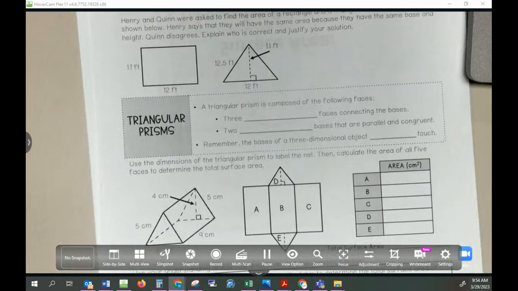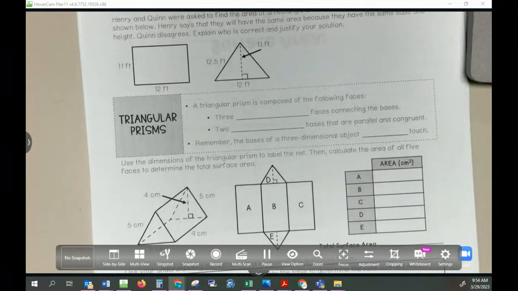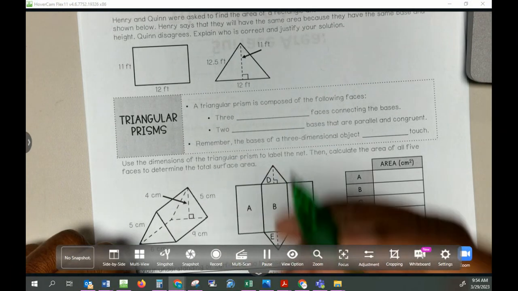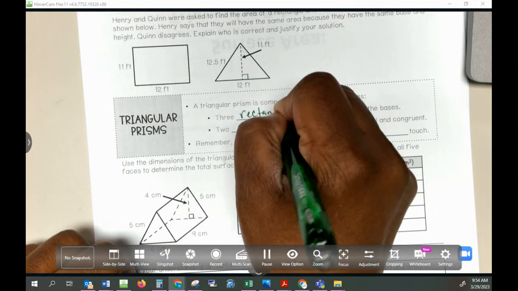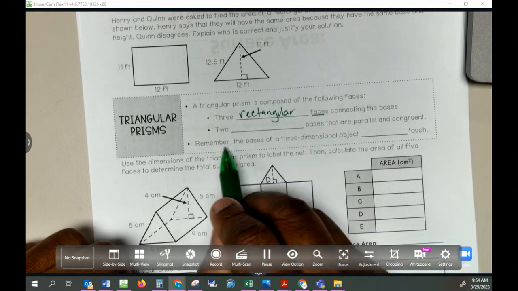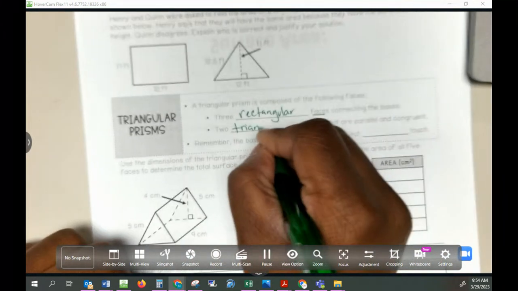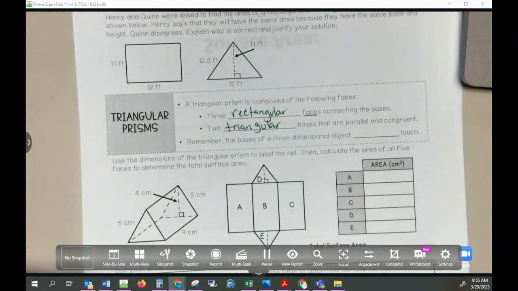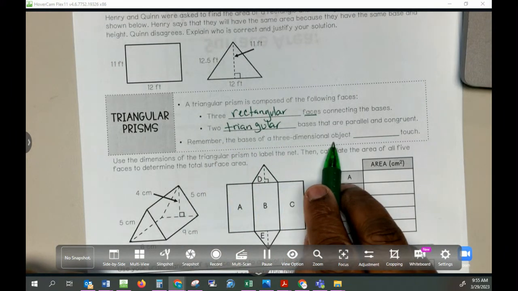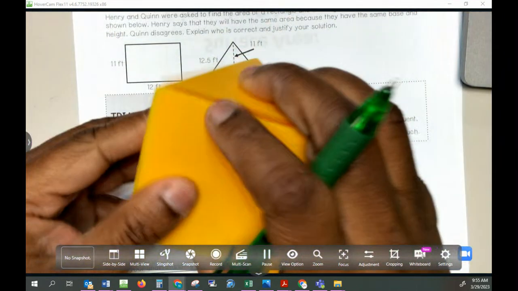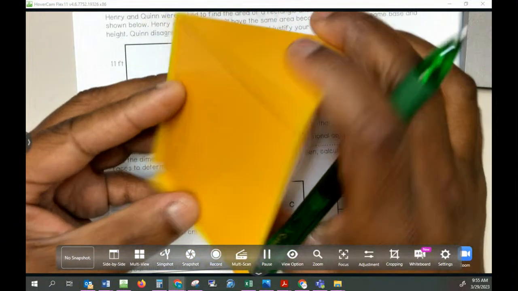All right, let's jump right on into our notes. And don't forget, your do now might include some things about the vocab, so make sure you're paying attention to that. So a triangular prism is composed of the following faces. There are 3 rectangles, well, 3 rectangular faces connecting to the base, and 2 triangular. Remember, the bases of a 3-dimensional object do not touch. So when we look at a prism, we know that the 2 bases, like the triangles here, are not touching.